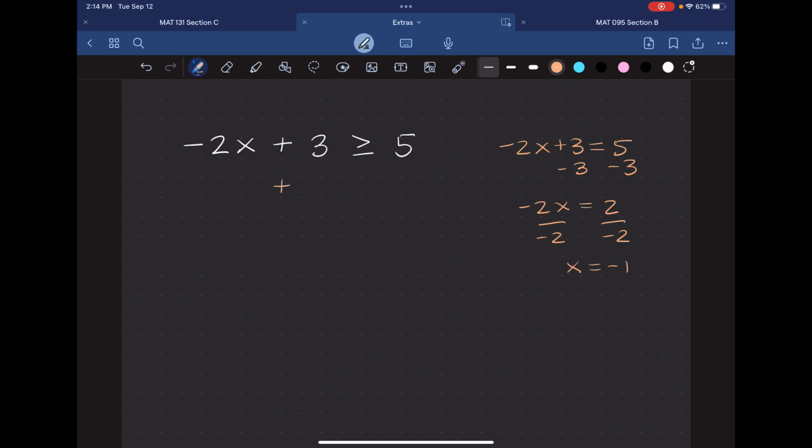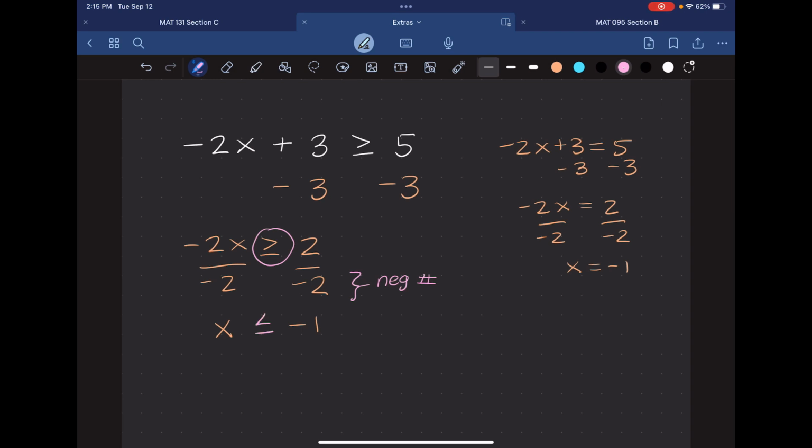So we'll subtract the 3 from both sides, and we get negative 2x greater than or equal to 2. And then we're still going to divide by negative 2 on both sides, and we'll get x on the left-hand side, and negative 1 on the right-hand side. Now, since we are dividing by a negative number, we're going to flip the inequality sign. So instead of greater than or equal to, we're going to have less than or equal to. And this is going to be our solution.